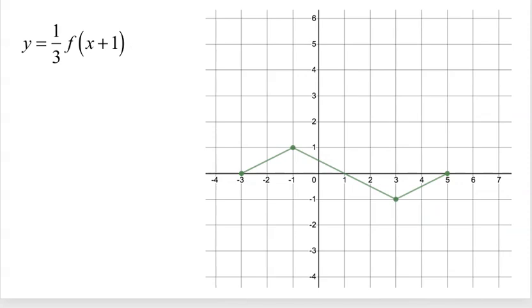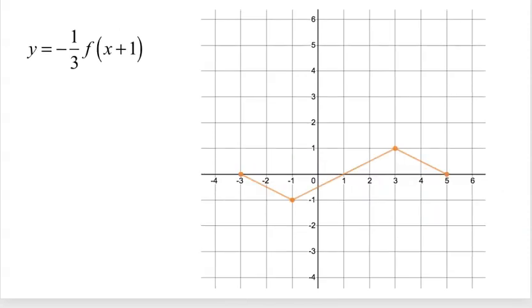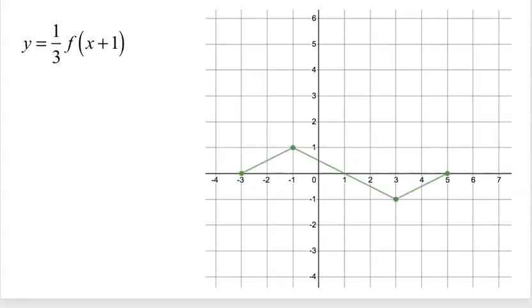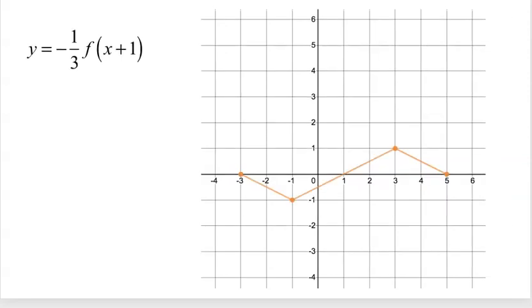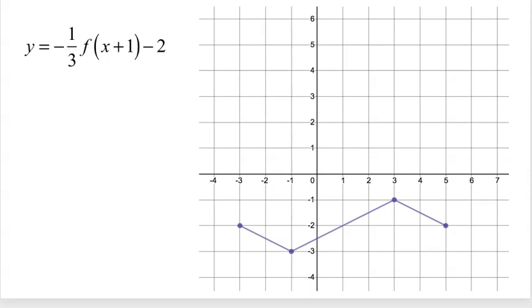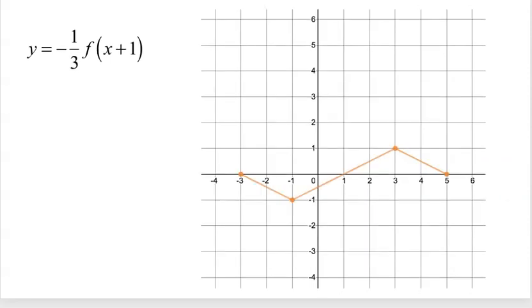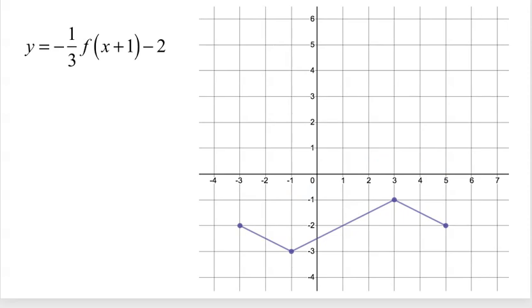What was our next one? It was to make that negative 1/3 f of (x plus 1). And that was a reflection through the x-axis. So changing the signs of all the y values is what we did there. And then the last thing that we did was negative 1/3 f of (x plus 1) minus 2. What did that do? Can we see that process? What's happening to our points? All of the points are going down 2 units. And that's how we constructed the graph of y equals negative 1/3 f of (x plus 1) minus 2.